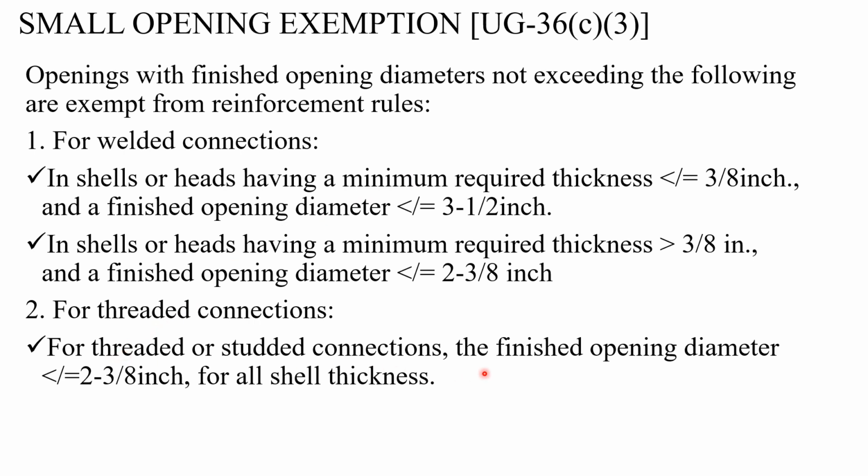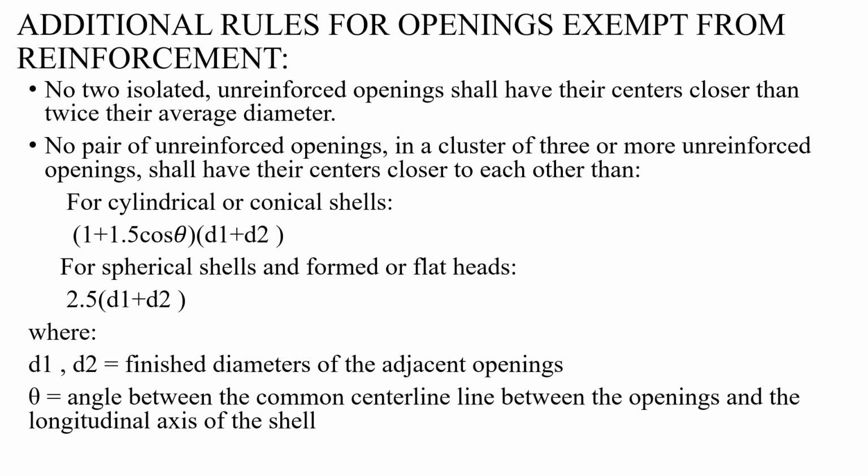For threaded or studded connections, the finished opening diameter should be not more than 3-3/8 inch for all shell thicknesses. So if you have a threaded or studded connection, the finished opening should not exceed 2-3/8 inch for all shell thicknesses. Whatever the shell thickness, the opening should not be more than 2-3/8 inch. Okay, so we'll move ahead.